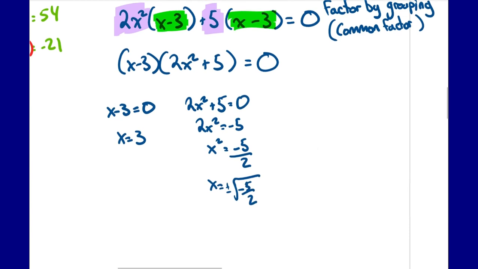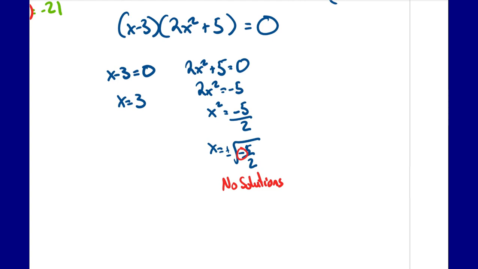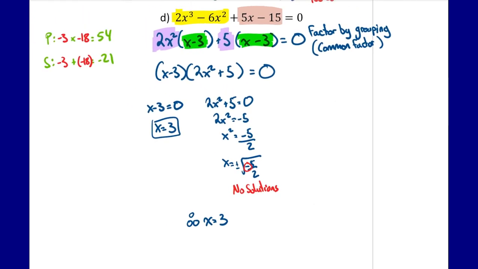There's a little bit of a problem there: taking the square root of a negative. Can I get the square root of a negative value? No, I cannot. Because of that square root of a negative, there are no solutions to this portion. I still have a solution from x minus 3, so x equals 3 is the only solution for this equation.